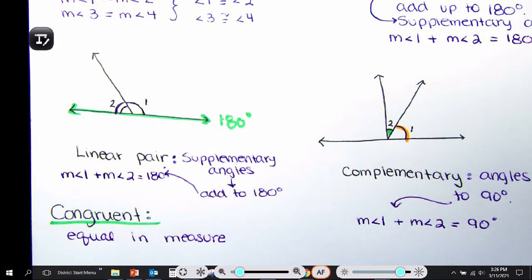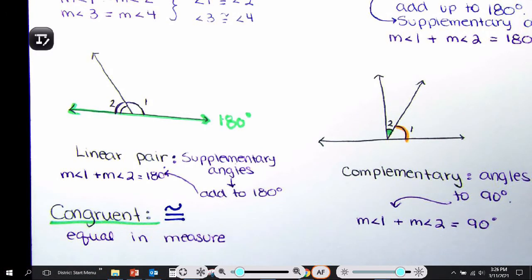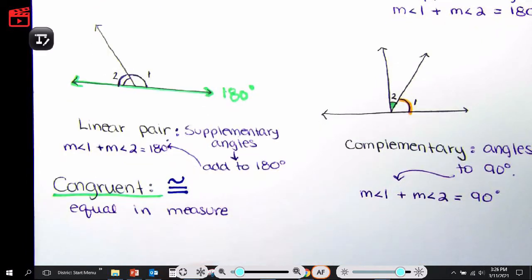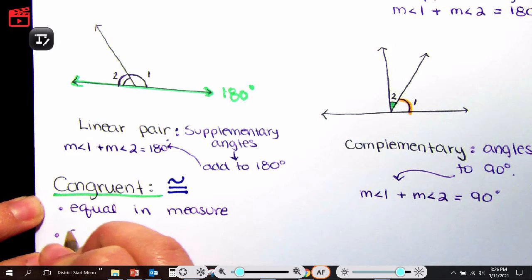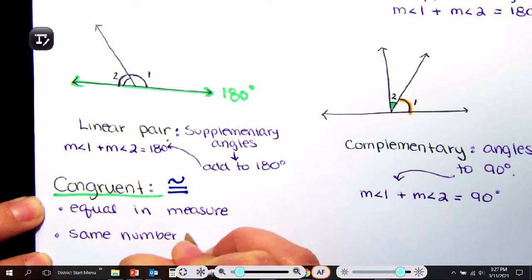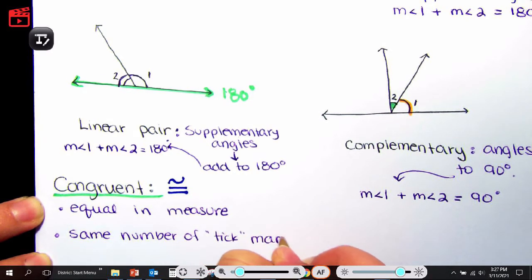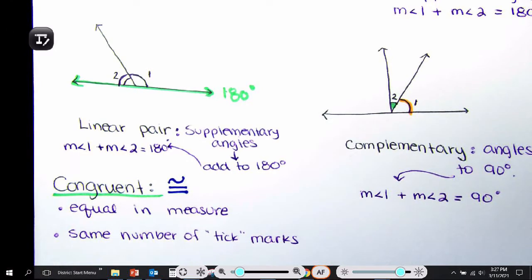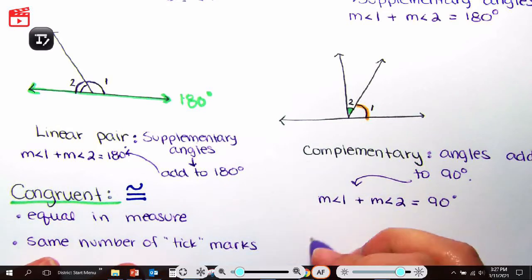That means the measurement of two things are equal. Now for congruent, you have a symbol. You have a little squiggly line and two lines underneath. So you have an equal sign with a squiggly line. To know if something is congruent, they have to have the same number of tick marks. So when we're talking about angles, the quantity of marks will depend on if it's congruent or not.